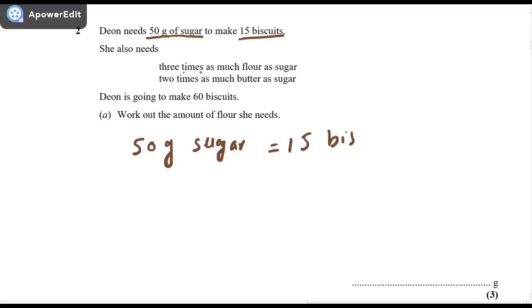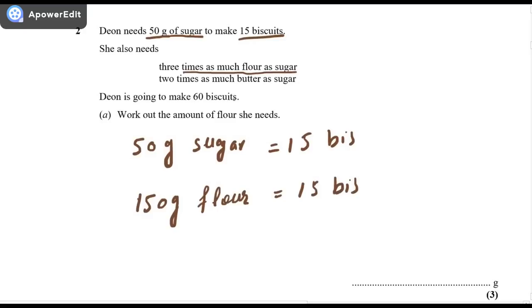Okay, she also needs 3 times as much flour as sugar. So 3 times as much flour as sugar. How much is sugar? 50 grams. So 3 times is just times by 3. So 50 times 3 is going to be 150 gram. She needs flour to make 15 biscuits.